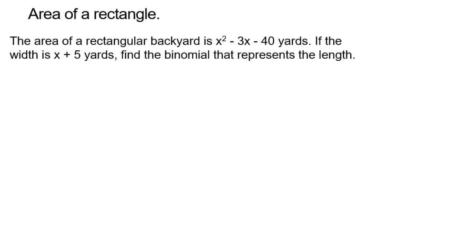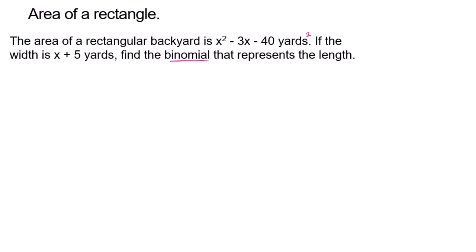All right, and finally an application. So here we're talking about the area of a rectangle. And so we're given the area of a rectangle. A rectangular backyard is x squared minus 3x minus 40 yards. And that should actually be yards squared there, so square yards. If the width is x plus 5 yards, find the binomial that represents the length.